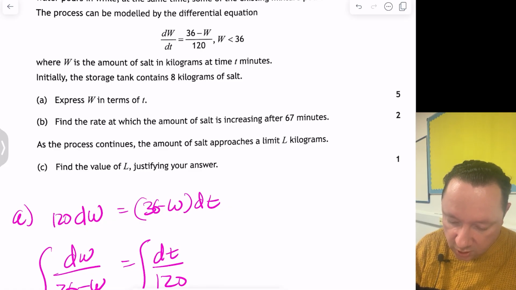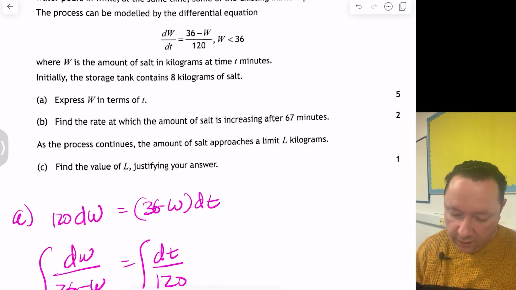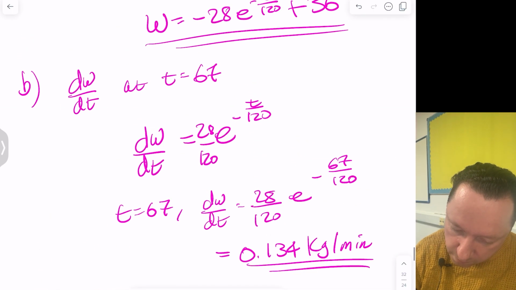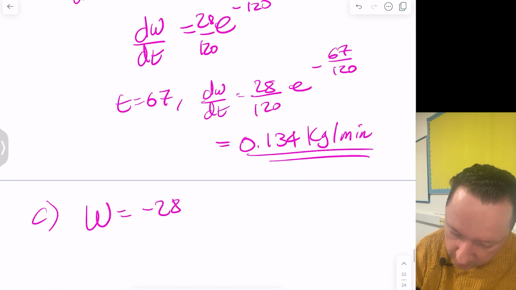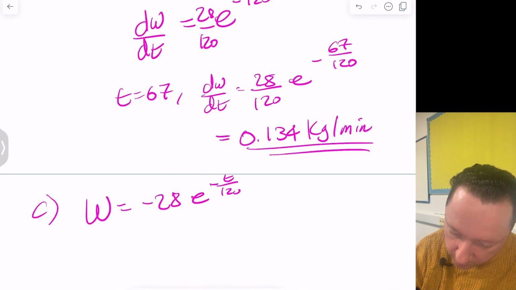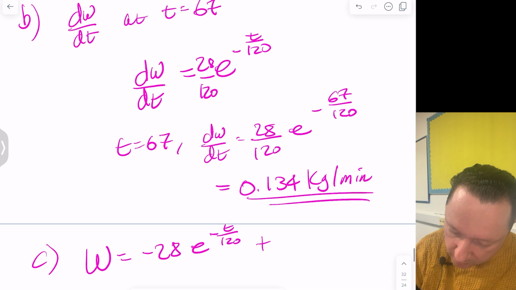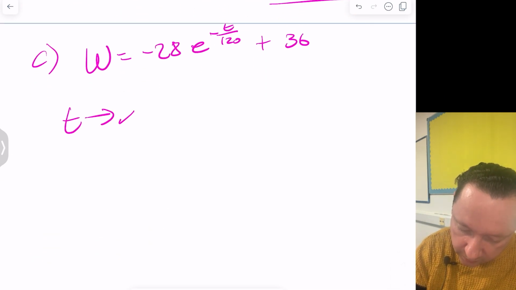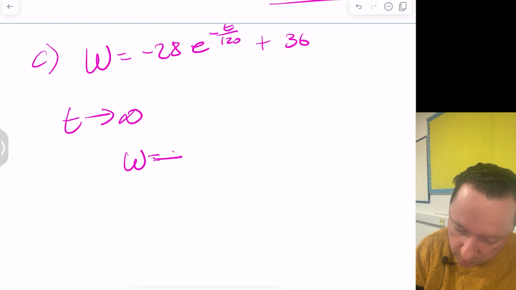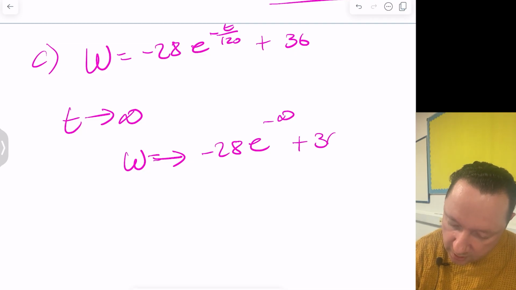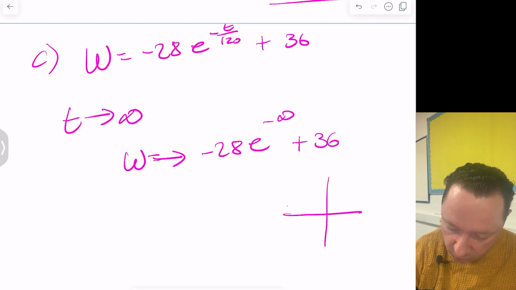As the process continues, the amount of salt approaches a limit, L kilograms. Find the value of L. So W equals minus 28 e to the minus t over 120 plus 36. So we're wanting to know what happens as t goes to infinity. Well, w goes to minus 28 e to the minus infinity over 120, which is still minus infinity, plus 36. So we need to know what happens to e as it approaches negative infinity.